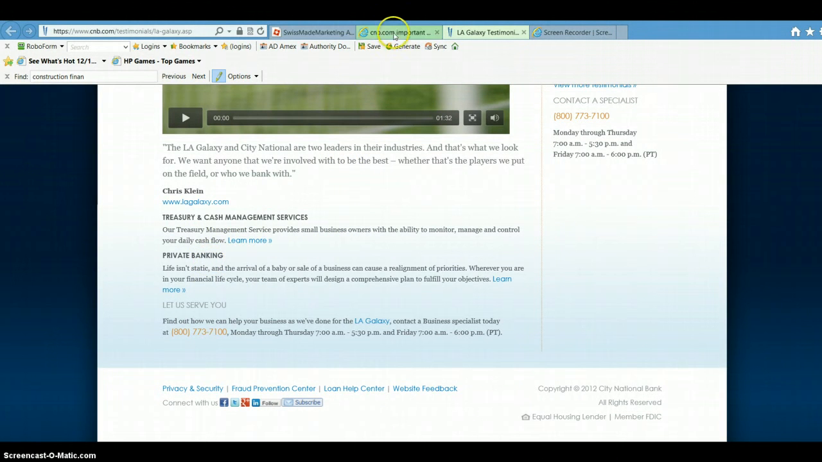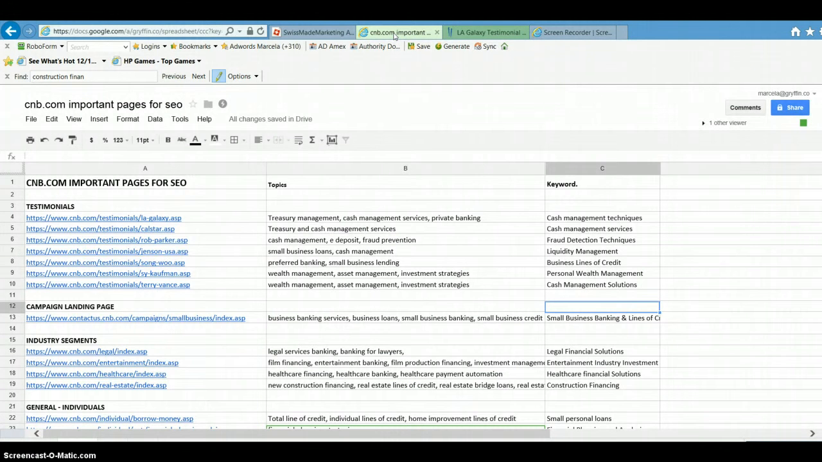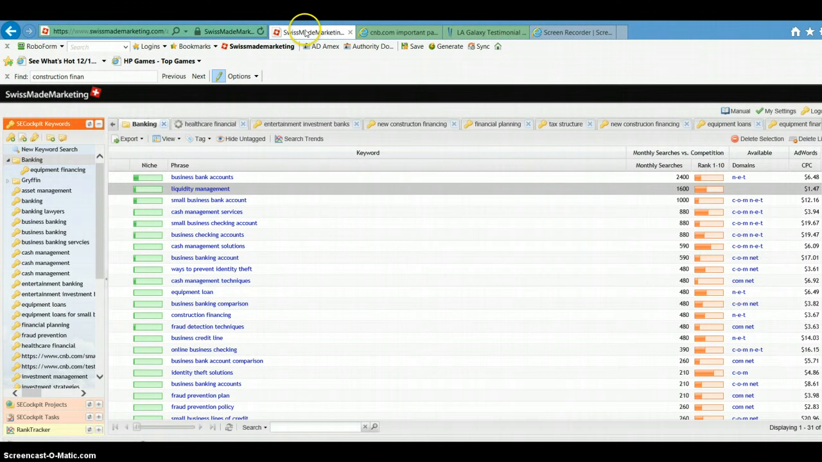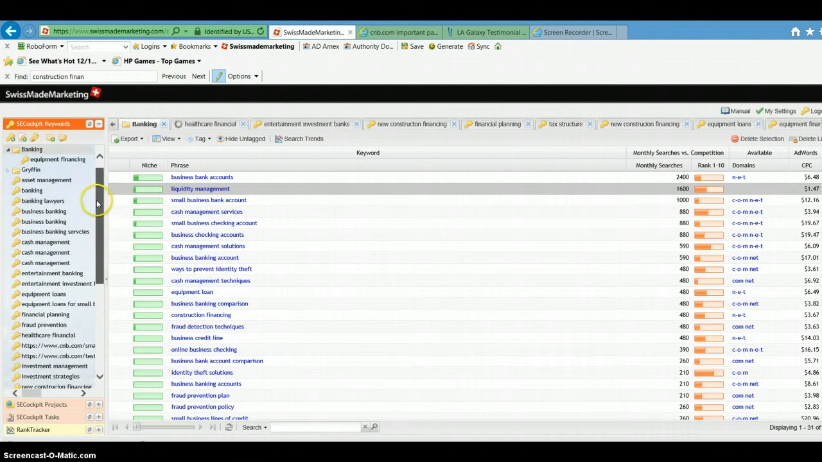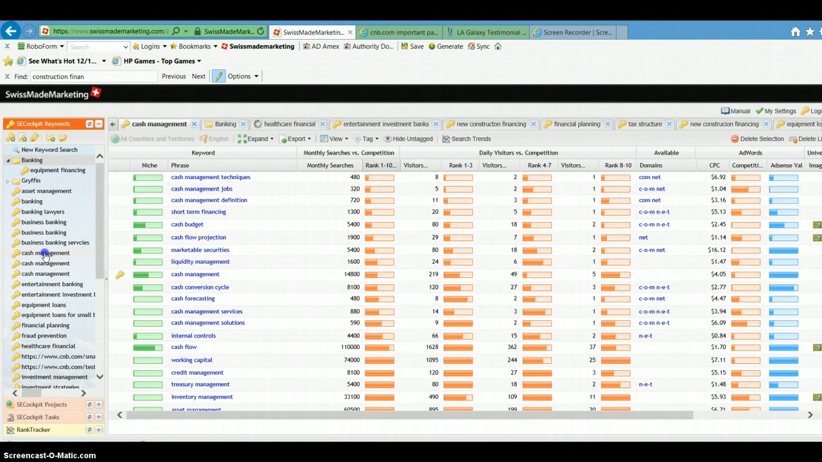So based on the information here, I selected the terms Treasury Management, Cash Management Services, and Private Banking. Subsequently, I go to the tool and I will type those terms into SE Cockpit by doing a new keyword search. So here you can see some of the searches that we've performed, and I will then look at some of the parameters to determine what would be the ideal term for us to focus on.